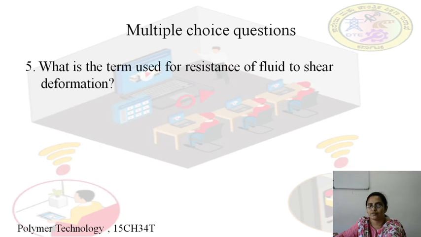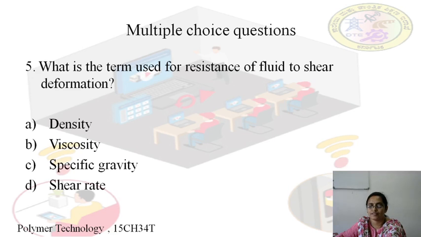What is the term used for resistance of fluid to shear deformation? A. Density, B. Viscosity, C. Specific gravity, D. Shear rate. The answer is viscosity.